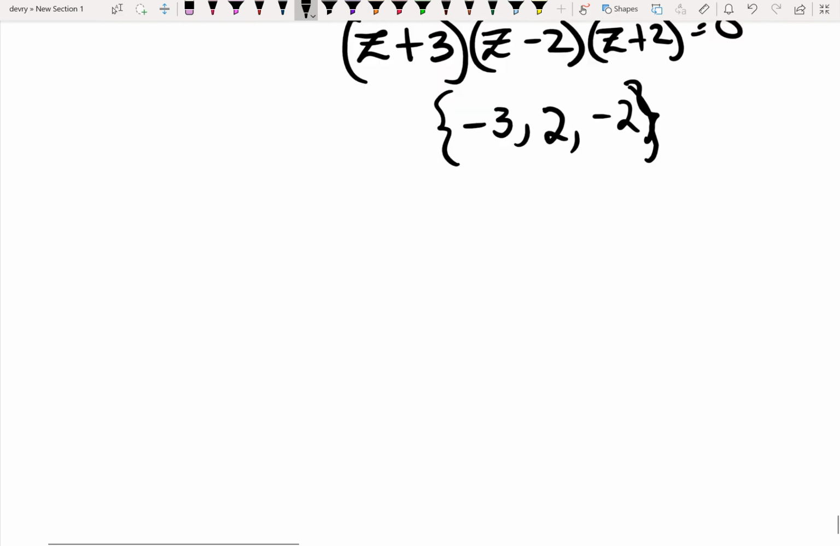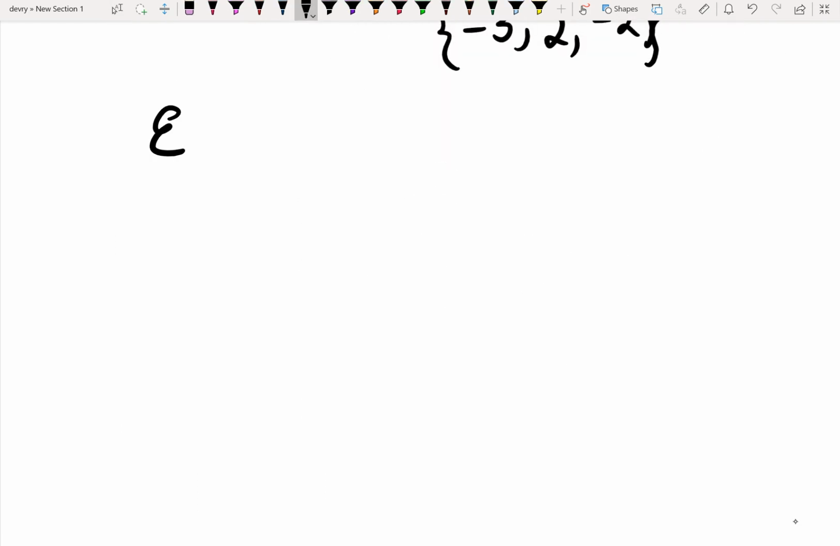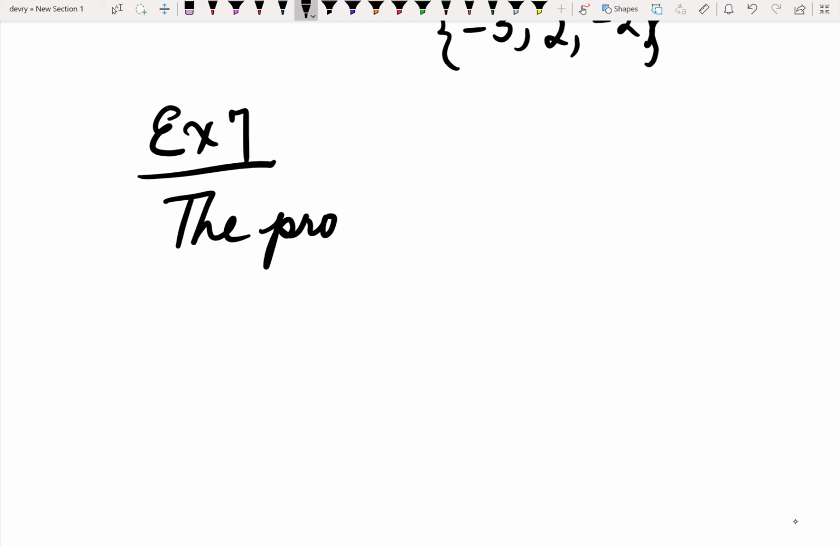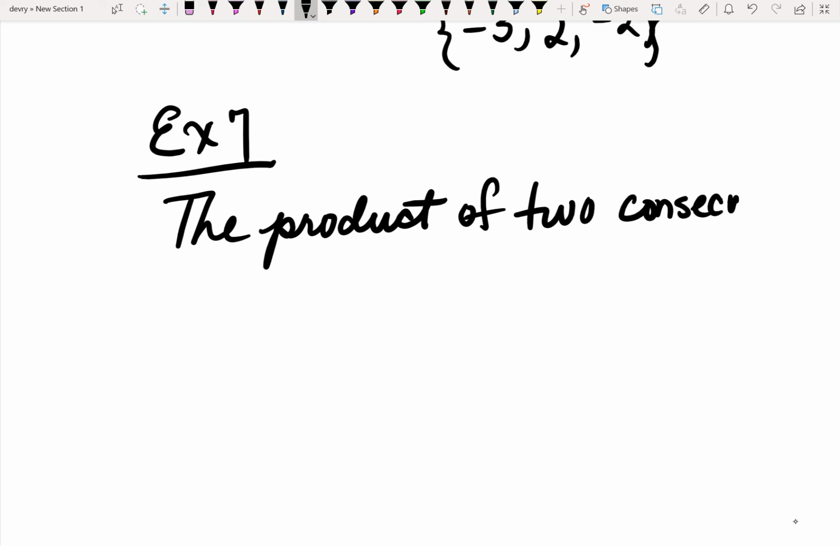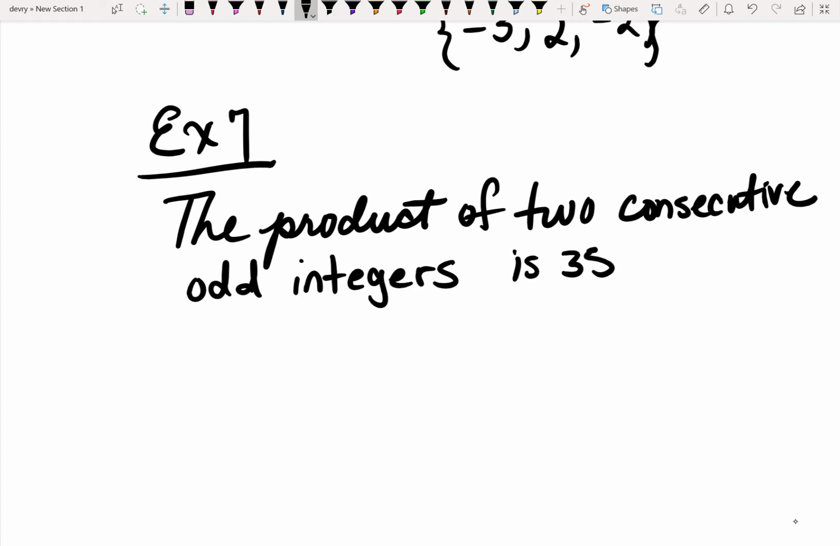Alright, very good. Example 7. In example 7, we have a word problem, and it says the product of 2 consecutive odd integers is 35. Find the integers.